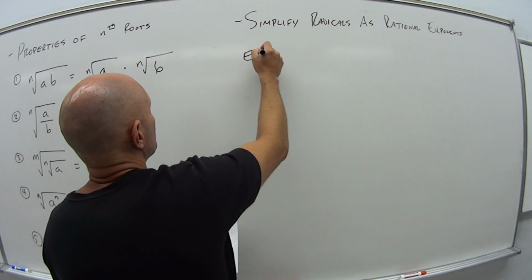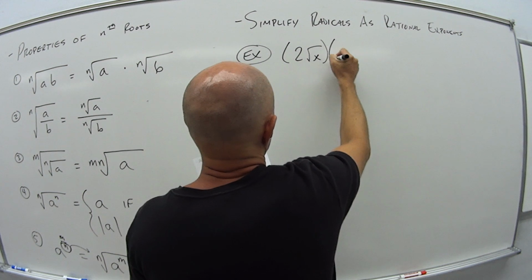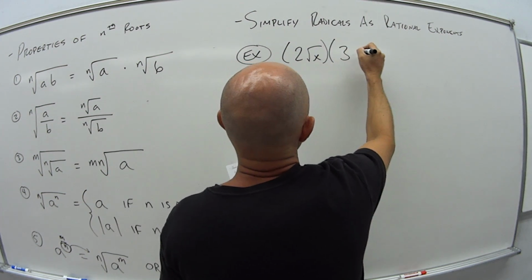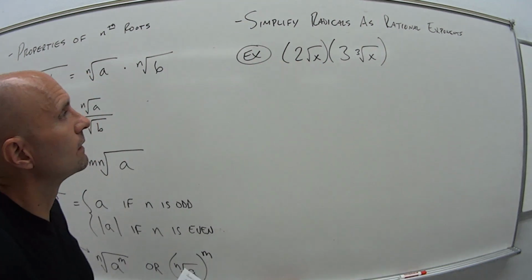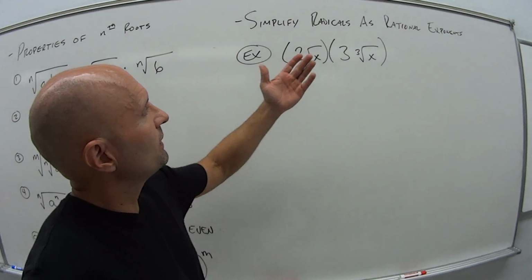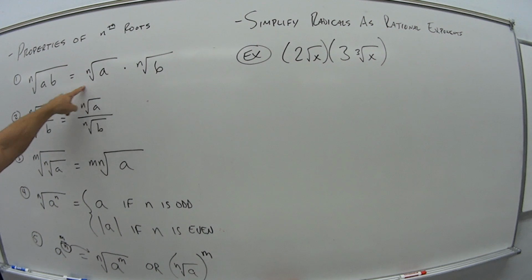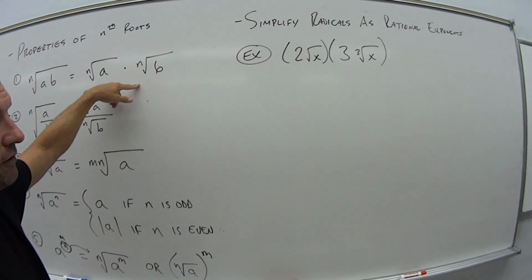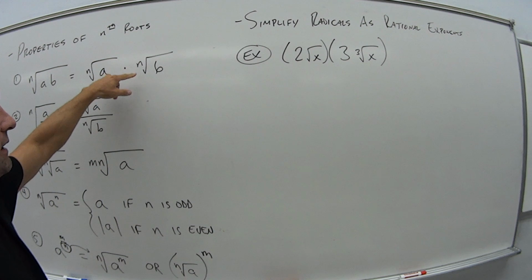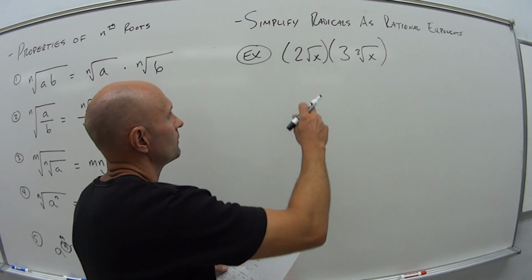So let's say for our first example, we want to simplify 2 times the square root of x times 3 times the cube root of x. Because we have a square root of x and a cube root of x, we can't do property 1, right? Because we have to have the same roots. If it was cube root of x and cube root of x, then we could combine it because it's the same root. But because it's not the same root, our only real option then is to convert these to exponents.